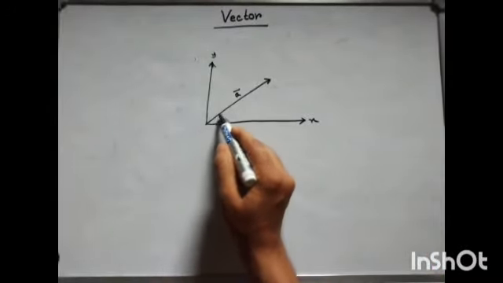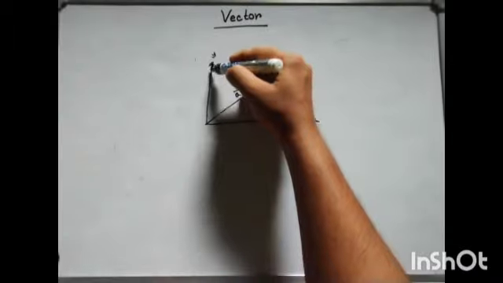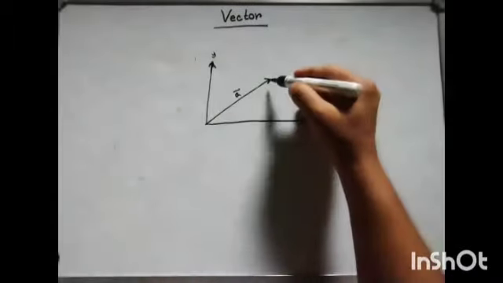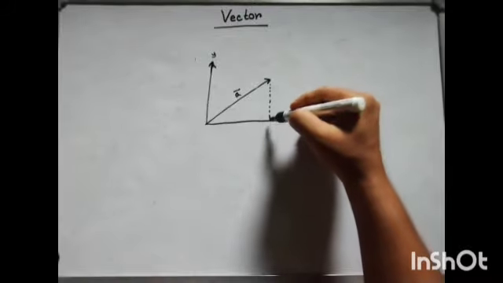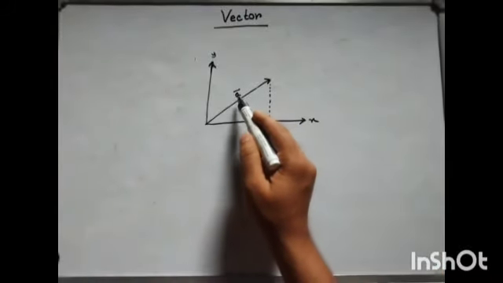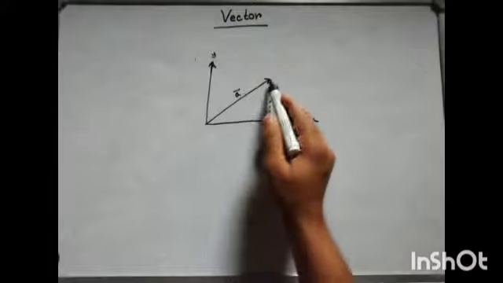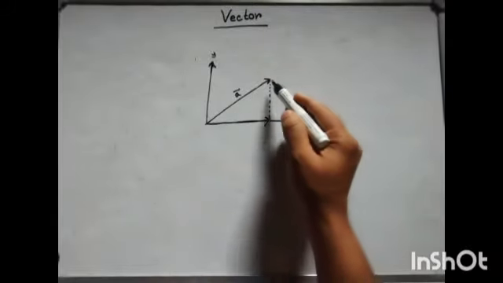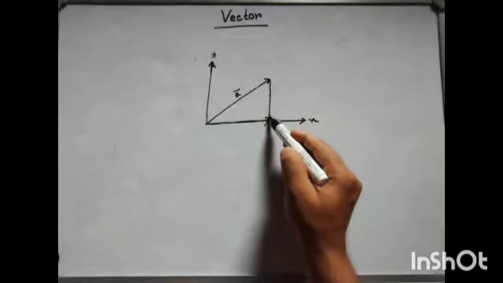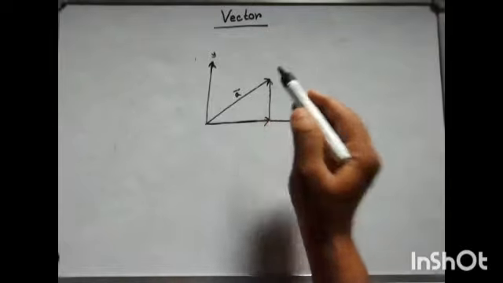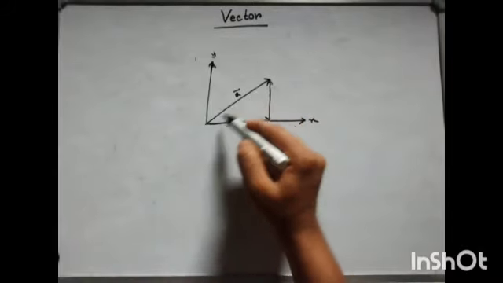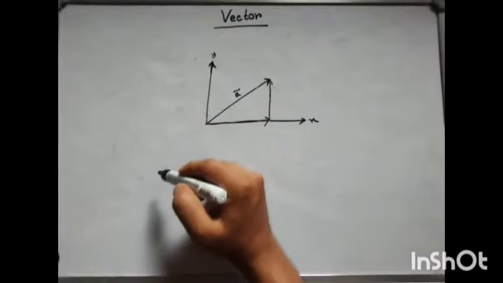X-axis and y-axis are 90° with each other. So let's see. So I can say that this vector is... if I add these two vectors, we'll get a vector.